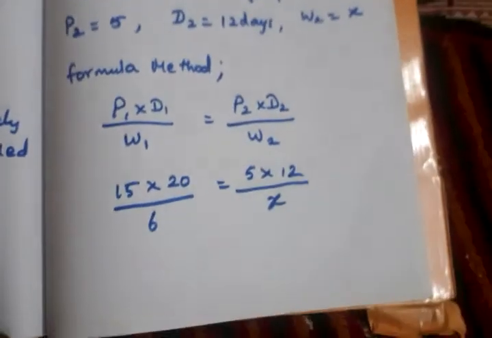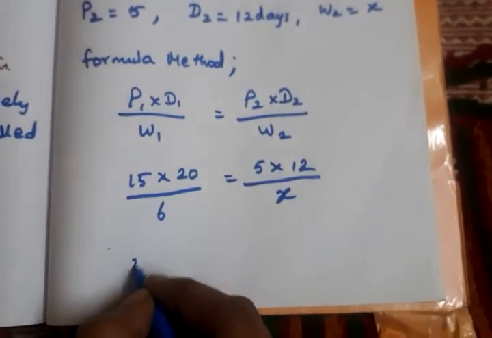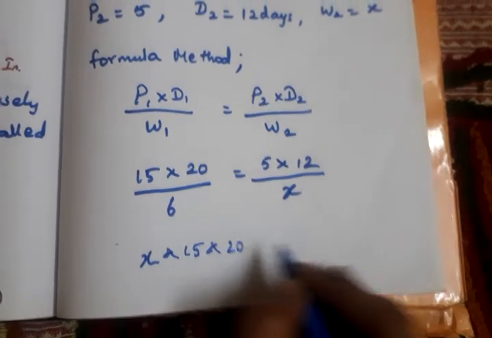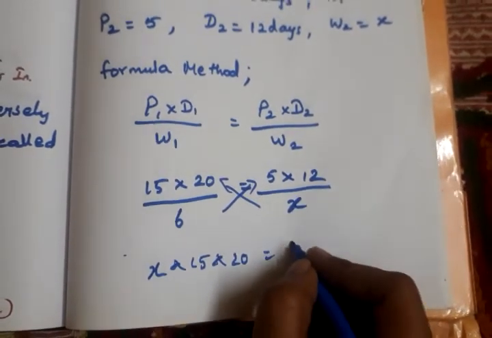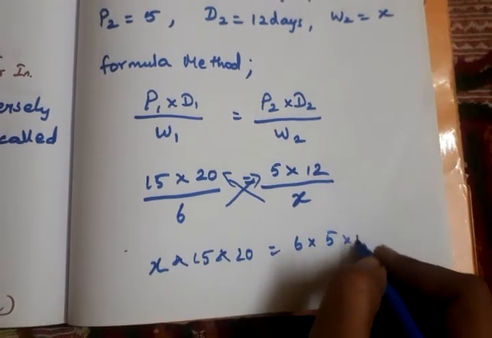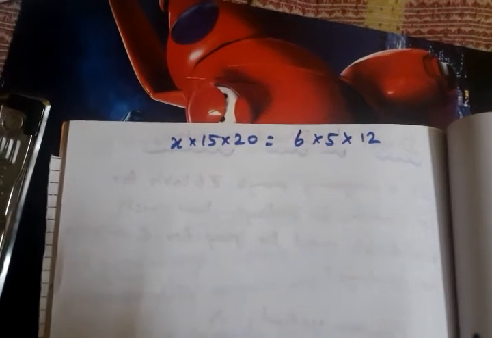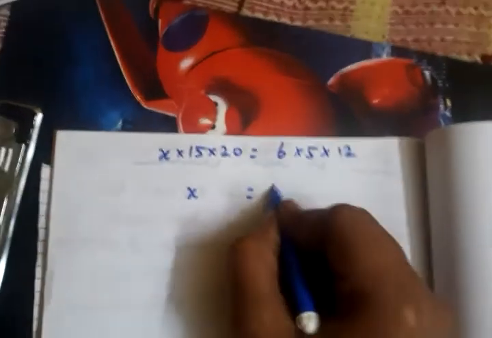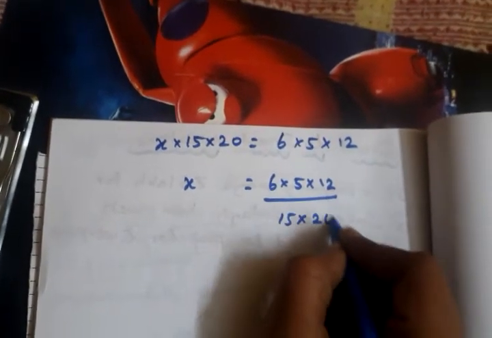Okay, then next, cross multiply. So X into 15 into 20 equal to 6 into 5 into 12. So next, find the value of X. So multiply goes to division. So X equals 6 into 5 into 12 divided by 15 into 20.